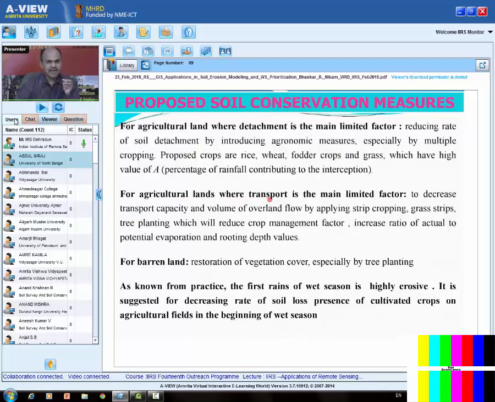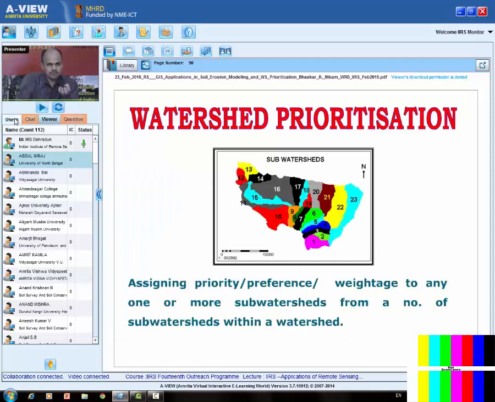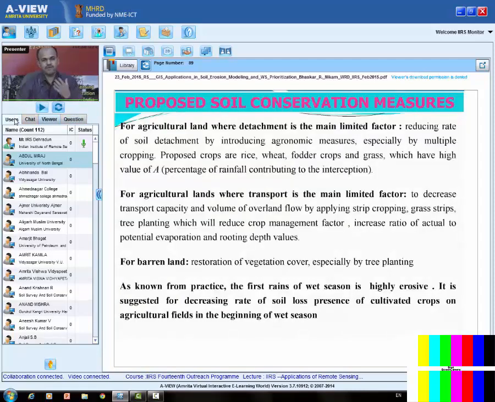For agricultural land where transport is a limiting factor, you can apply mechanical measures, or you can say civil measures, like strip cropping, strip contouring, or grass strips, agronomy and mechanical measures. And for barren land, we need to restore that land. We have to grow vegetation so that the exposure of soil is minimized, so that erosion from this can be removed.